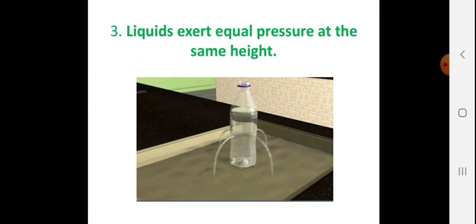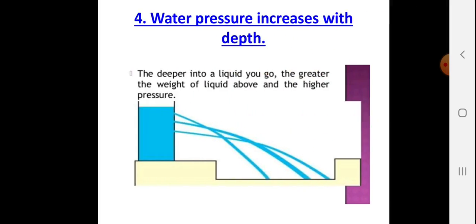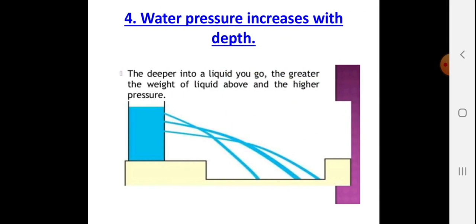Liquid exerts equal pressure at the same height. But when you go up, the pressure decreases. When you go deep or down, pressure increases. Water pressure increases with the depth. The deeper into a liquid you go, the greater the weight of liquid above and the higher the pressure applied. You can see here, right?